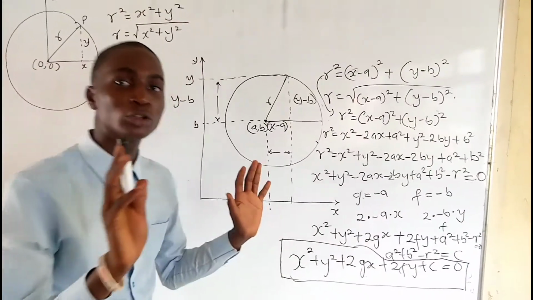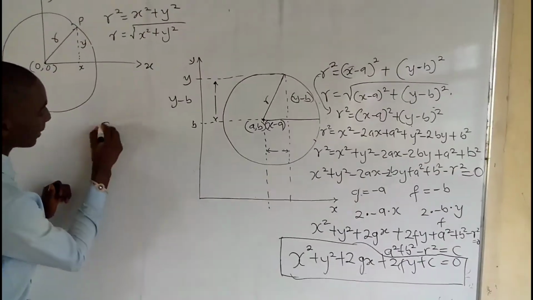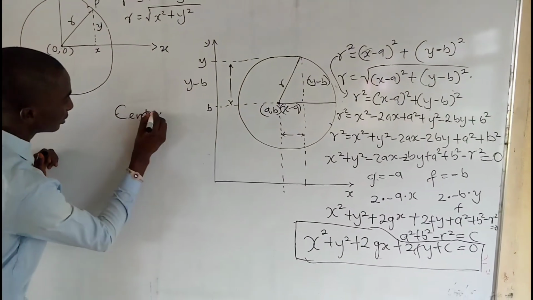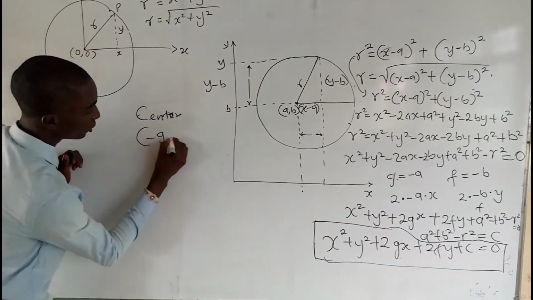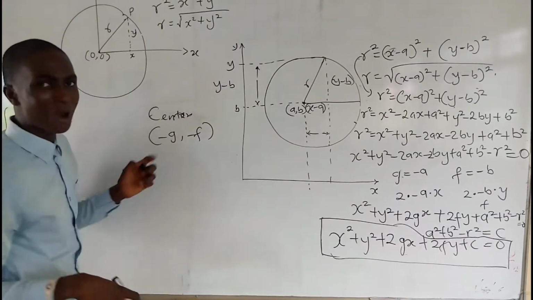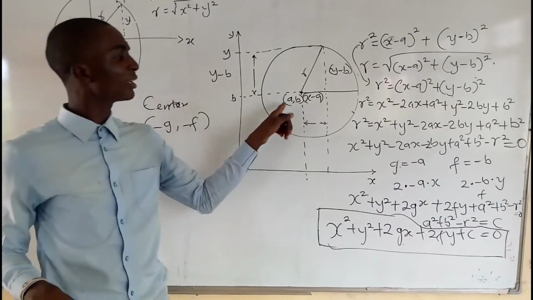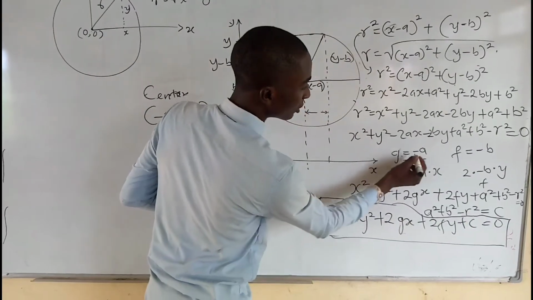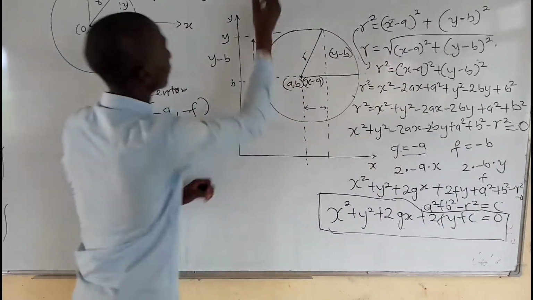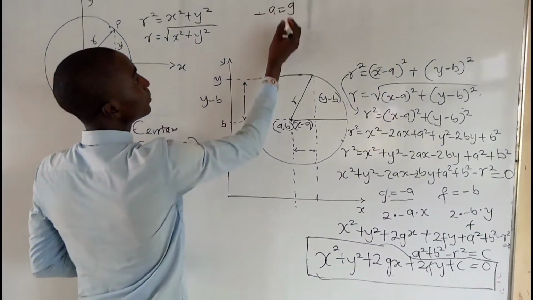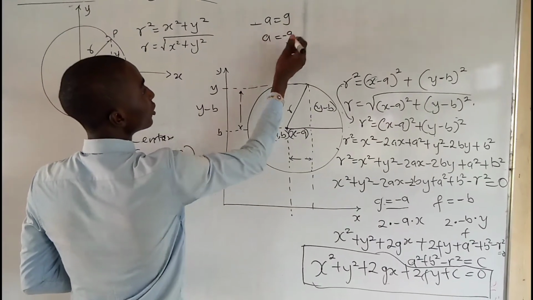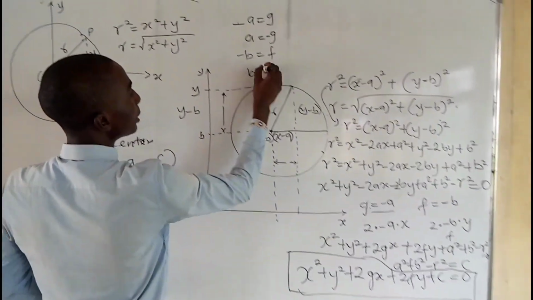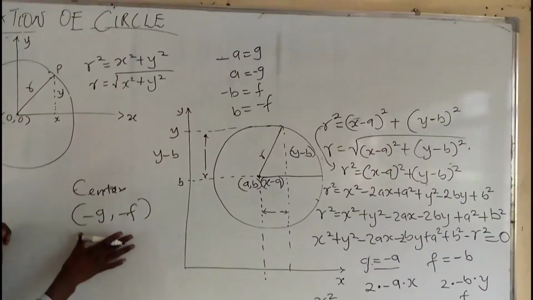This is the equation of a circle with the center minus g and negative f. Why is it negative g and negative f? Since we are having a and b here. Remember that at this point we replace negative a with g, and from negative a equals g, a will be equal to negative g, and from negative b equals f, b will be equal to negative f. That is why we are having this here.